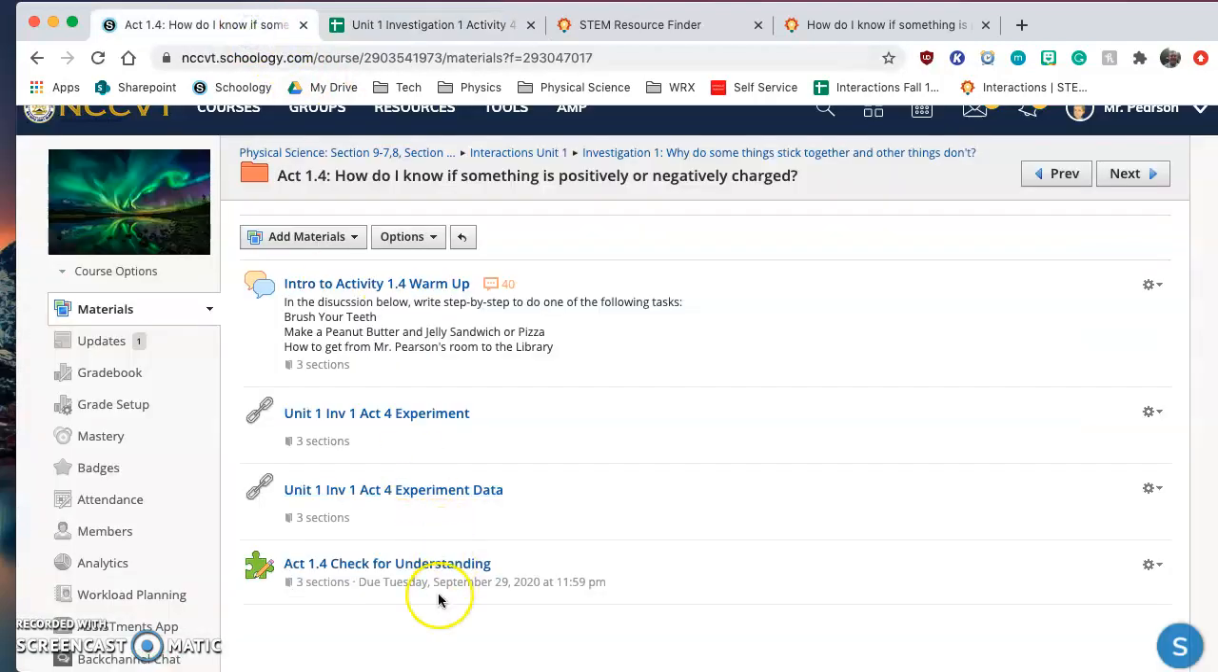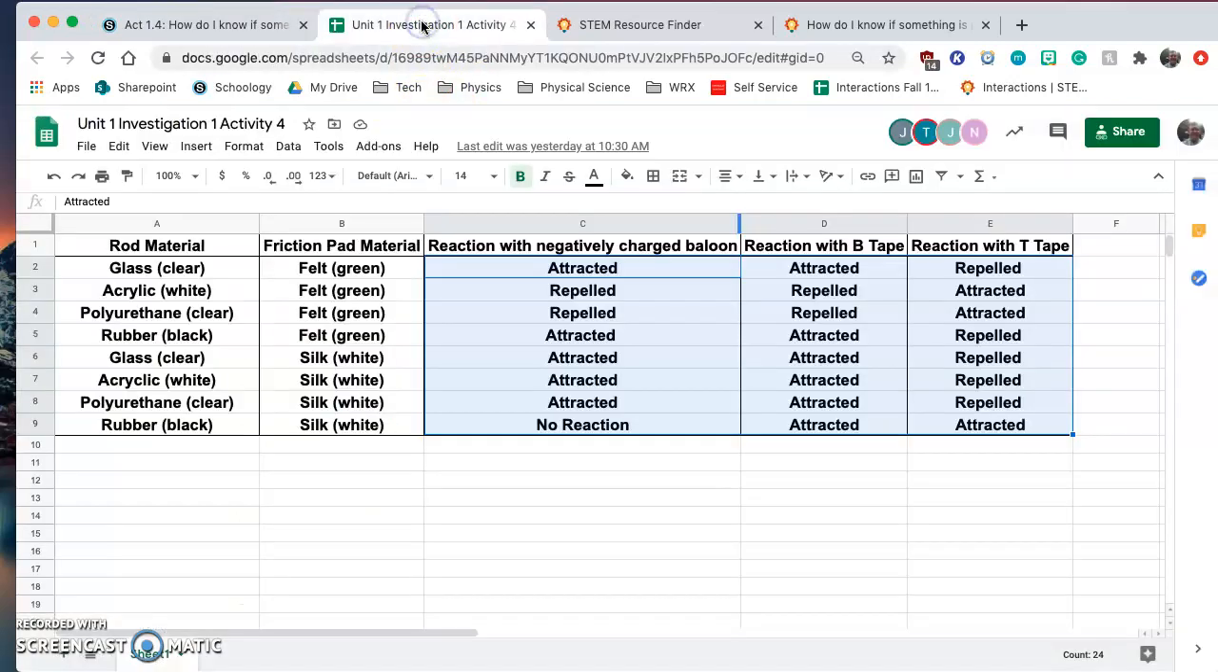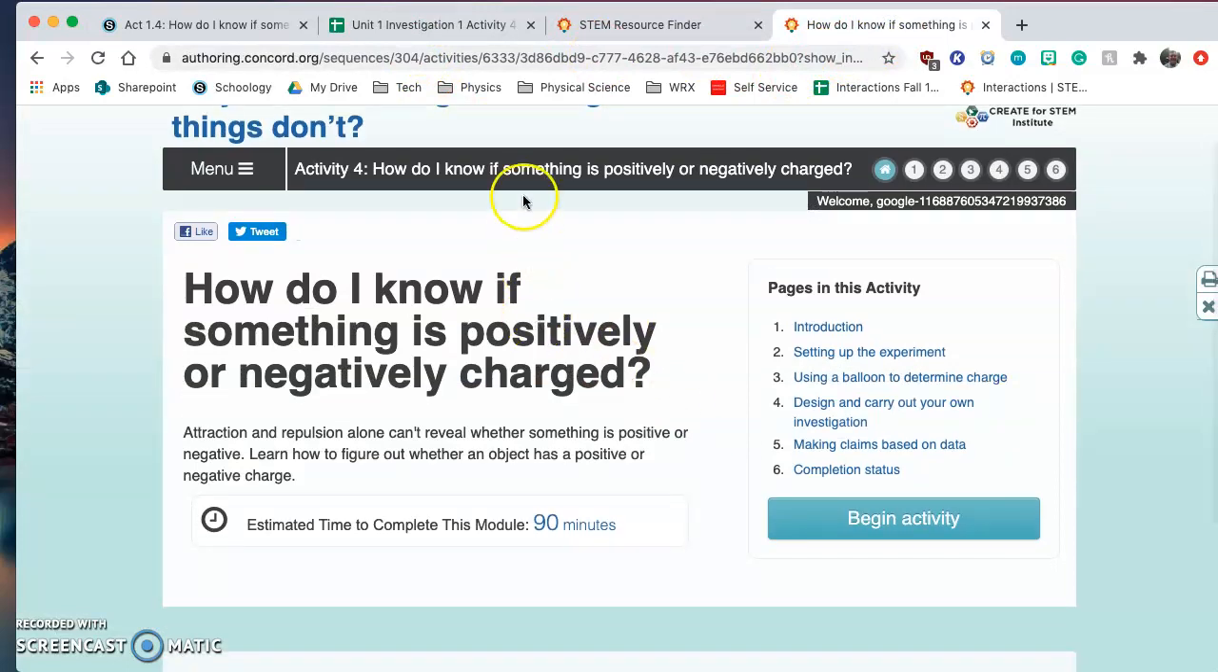Once you get through that, remember the checks for understanding are designed to come after you experience everything else. So use this data that I presented you. Finish your way through Activity 4 on the Concord website. Again, hopefully this helps, and I will talk to you guys soon.